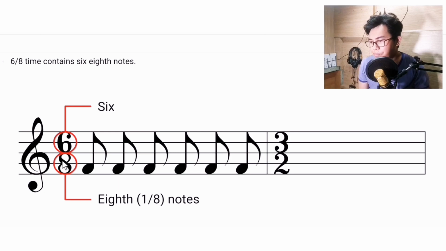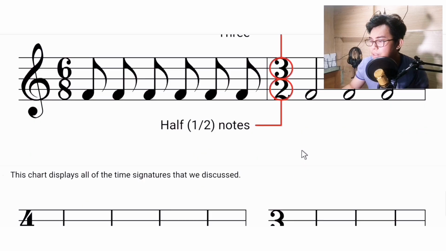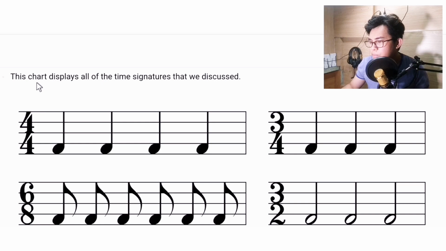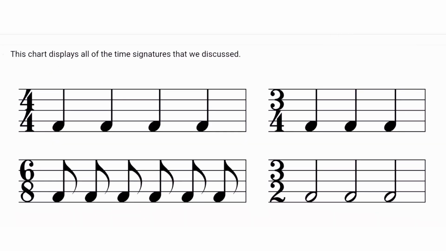So, yan. 6/8 time contains 6 eighth notes. So, ito, 6 na 8th note ang kumasya dito sa isang measure ng 6/8 time signature. And then, tatlong half note naman ang kumasya dito sa 3/2 time signature natin. So, this chart displays all of the time signatures that we discussed. So, again, guys, kung gusto nyo picturean tong diagram na to, picturean nyo lang siya.